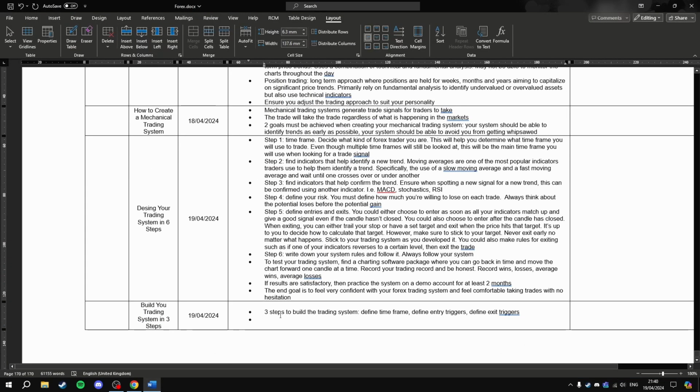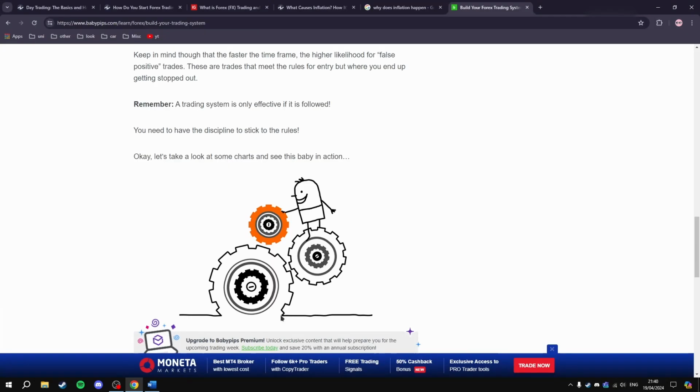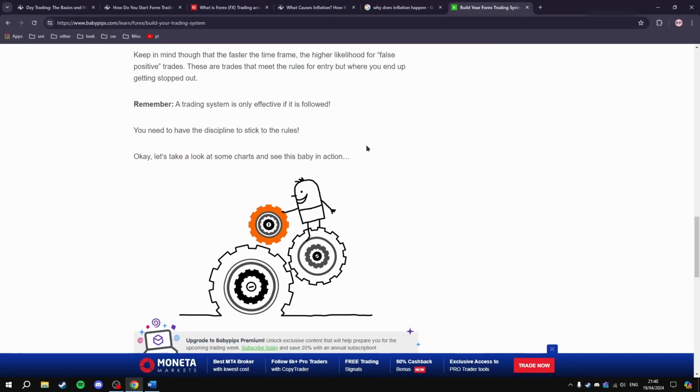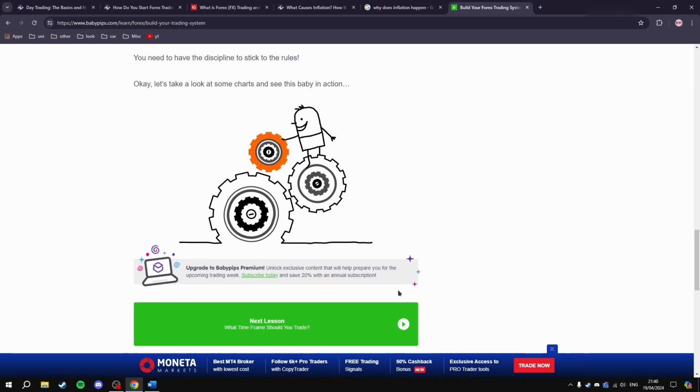So remember, the faster the time frame, the higher the likelihood of false positive trades. Remember, a trading system is only effective if it is followed. You need to have the discipline to stick to the rules. Okay, let's take a look at some charts and see this baby in action.